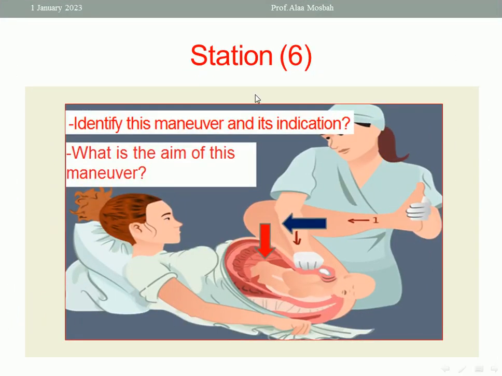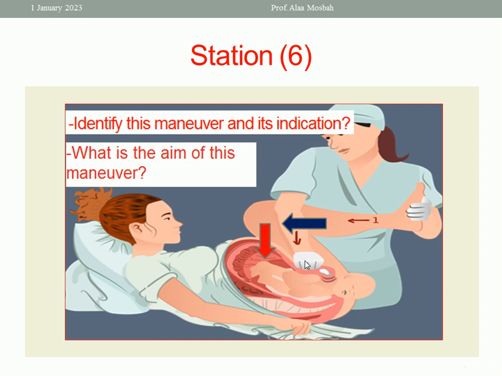Let us go to the next, station 6. Look to this picture and identify this maneuver and its indication. This maneuver is McRoberts position, with extreme flexion at the hip and the knee and the abduction of the leg, while the other hand does suprapubic pressure.